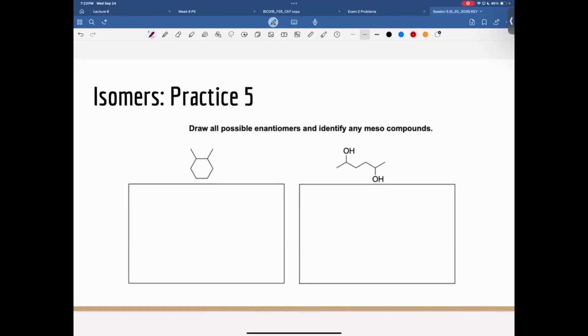All right, so I'm gonna have y'all draw all possible enantiomers. There is a method for this. So the first thing you want to do, I'll do this first question with y'all, is determine all chiral centers. So looking at this molecule, can anyone tell me how many chiral centers there are? Two? Yes, two. And those are right here. So the way to determine how many enantiomers there are, you use the formula 2 to the n, with n being the number of chiral centers. Okay, so we see that there's two chiral centers, so that means there's four possible enantiomers.